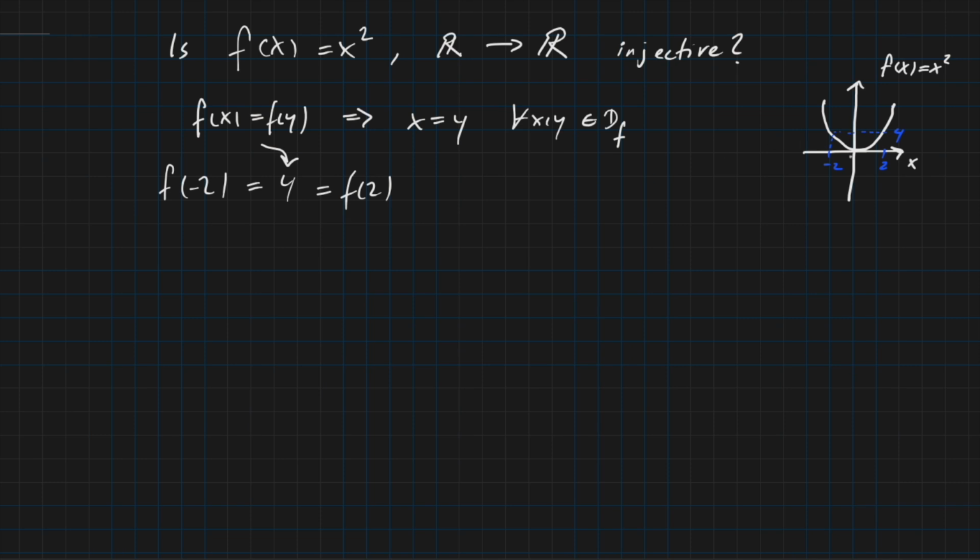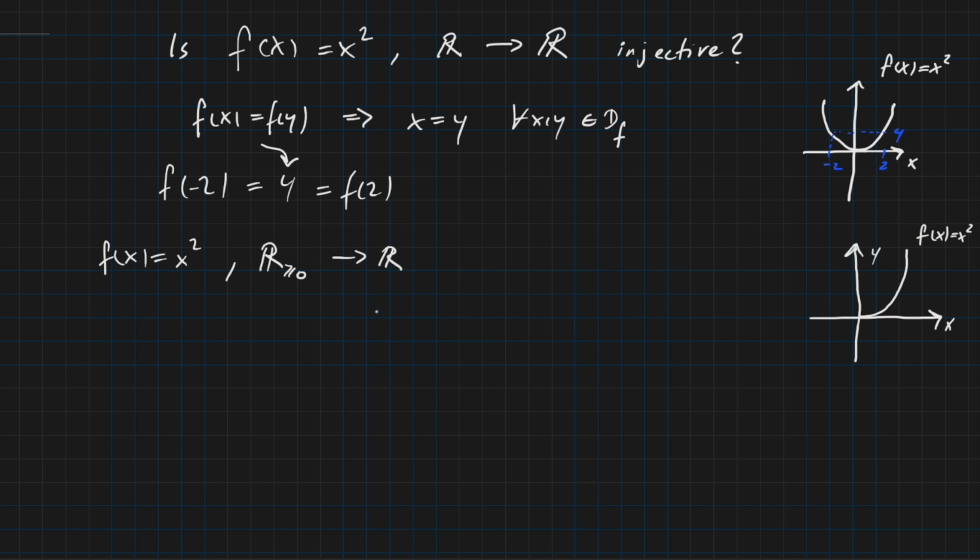But what we can do is restrict the domain such that this function becomes injective. One possibility to do it is to restrict our domain to the non-negative numbers, for example, like this. So now we have the same function, but we restricted it in the following way. We have f of x equals x squared, but now we have the real numbers bigger or equal than 0, and we are still mapping to the real numbers. And now we can prove that this function becomes injective.